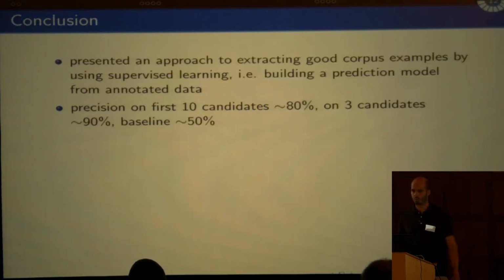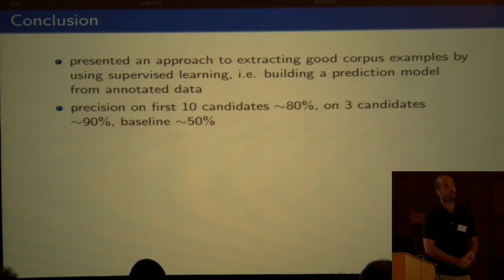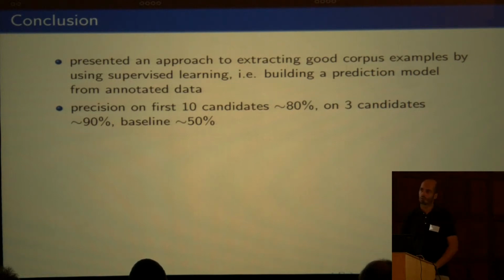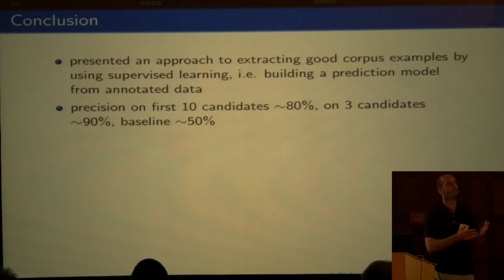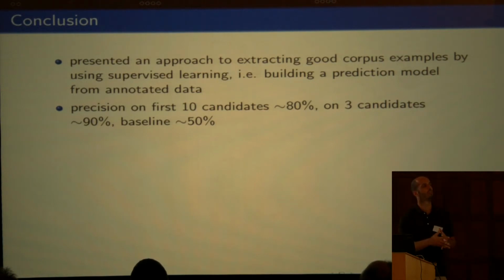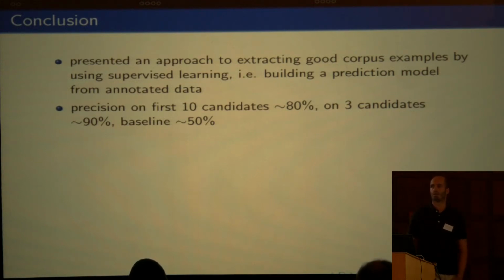So to come to my conclusion, I hope I'm not too fast. We have presented an approach to extracting good corpus examples by using supervised machine learning. I think you all know that supervised learning needs annotated data, unsupervised doesn't. Here we annotated data first and then it learned from our annotation. The precision on our first 10 candidates was around 80% and on 3 candidates around 90%. As you can remember, the baseline was around 50%. So we do much, much better than just giving concordances in a random order.